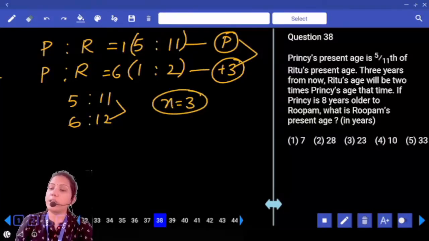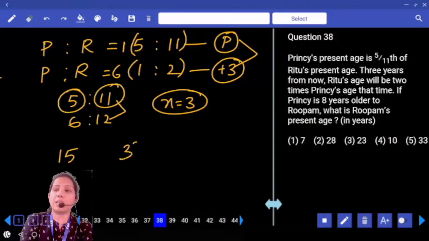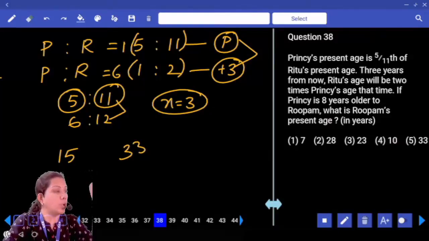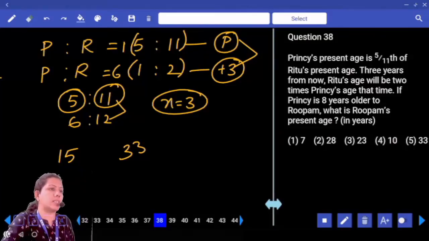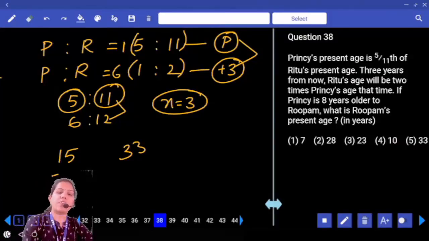Next, the question is the present age. Prince is 5 threes, which is 15, and Ritu is 11 threes, which is 33. The question says Prince is 8 years older than Rupam, not Ritu. Compared to Rupam, Prince is more by 8 years, so Rupam is 8 years less than Prince. So 15 minus 8 is equal to 7 is the answer.